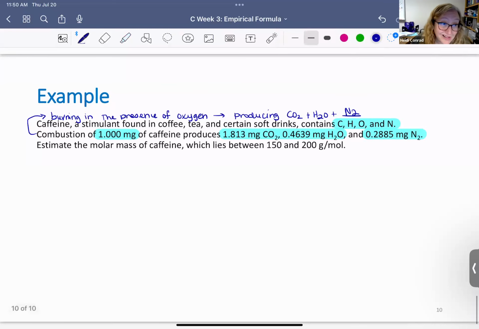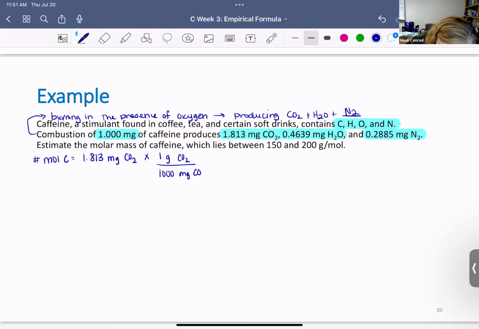And I'm going to have to shrink this a lot because I have stuff written everywhere. So number of moles of carbon. I've got 1.813 milligrams of CO2. That is milligrams. I need grams. I know 1 gram of CO2 contains 1,000 milligrams.